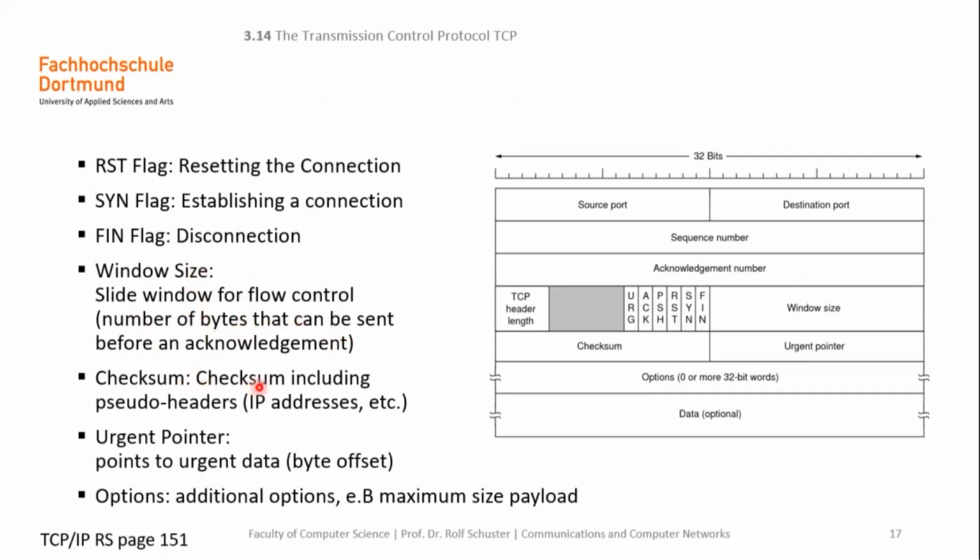The checksum, including a pseudo header. We will see in detail how this integrity verification is performed using this field called the checksum. The urgent pointer points to urgent data or out of sequence data, and finally different options, for instance, the maximum payload size, that is MSS, maximum segment size.